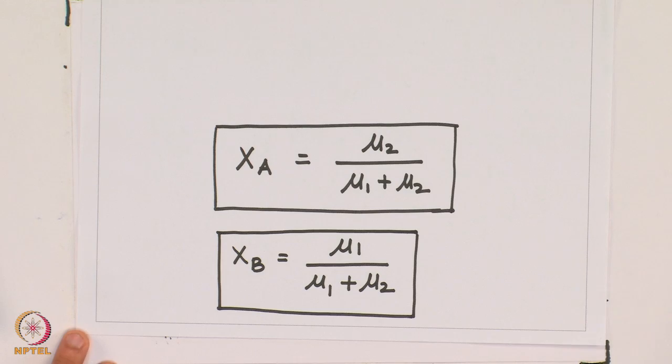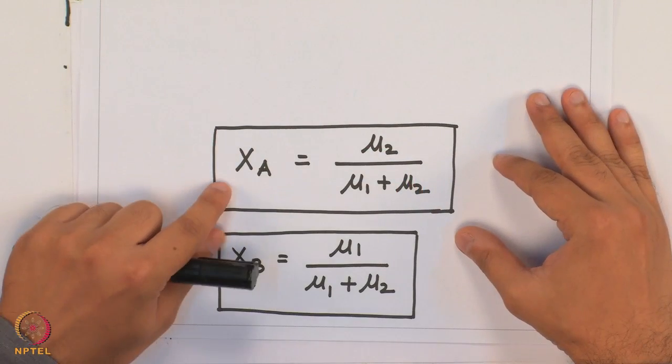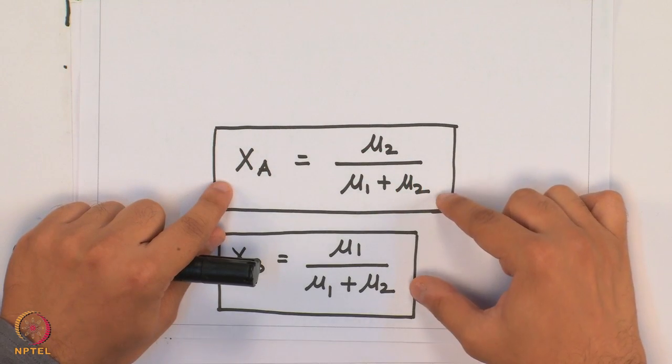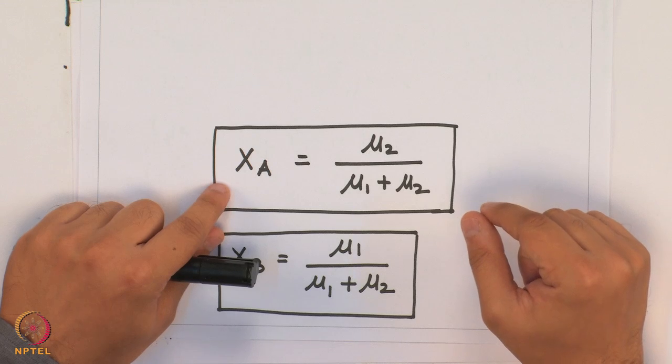Once you arrive at these relationships, one thing that you should convince yourself is that xa plus xb in the relationships that we have derived is equal to 1, which makes sense again because the sum of frequencies of the two distinct genotypes is equal to 1. That is well and good. Another thing you should look at is that, in these expressions, the denominator in both is the same, but the numerators are different.